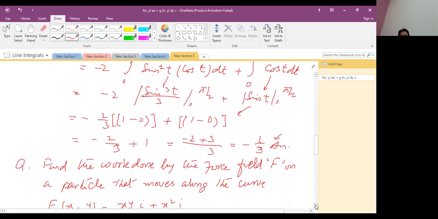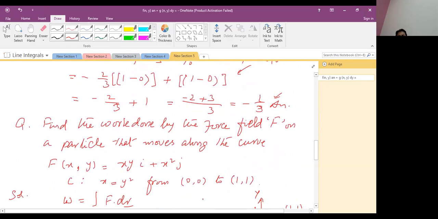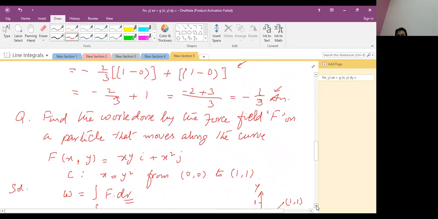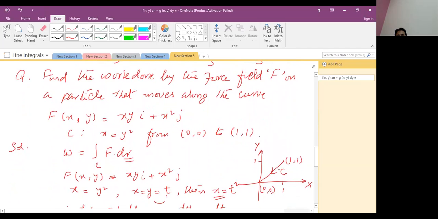Student, the last problem is to find the work done with the help of line integral. Find the work done by the force field F on a particle that moves along the curve f of xy you have given, and the curve is in parabolic form from 0, 0 to 1, 1. This type of curve is called parabolic form. Find the work done, the line integral c f dot dr.